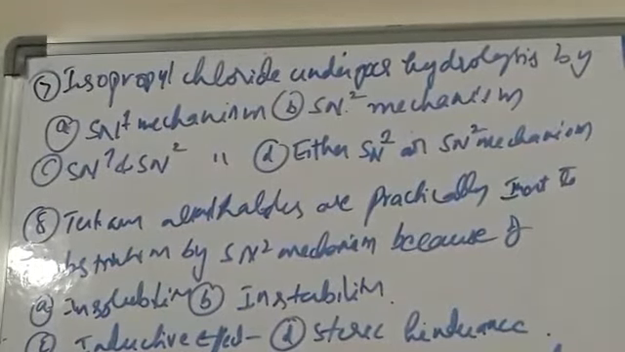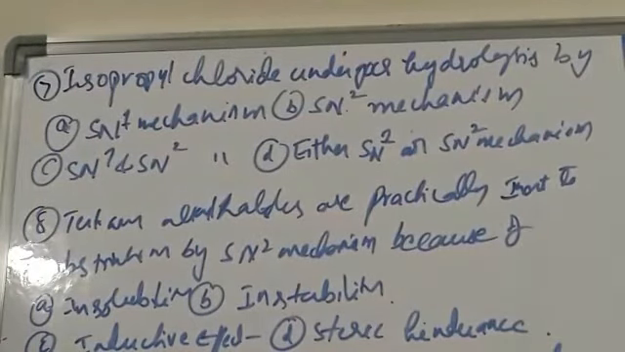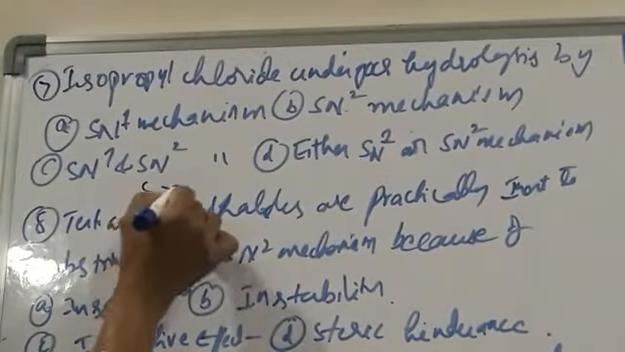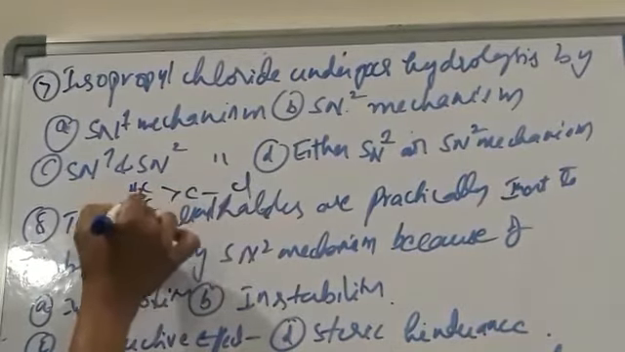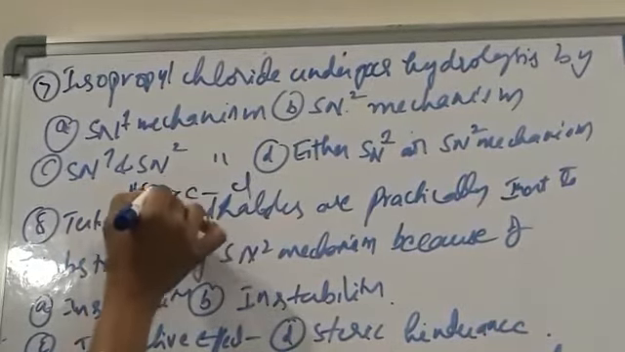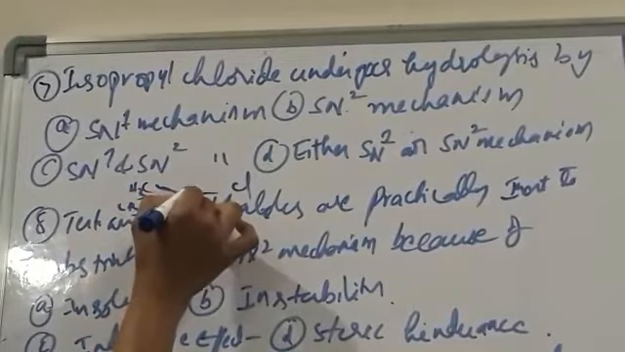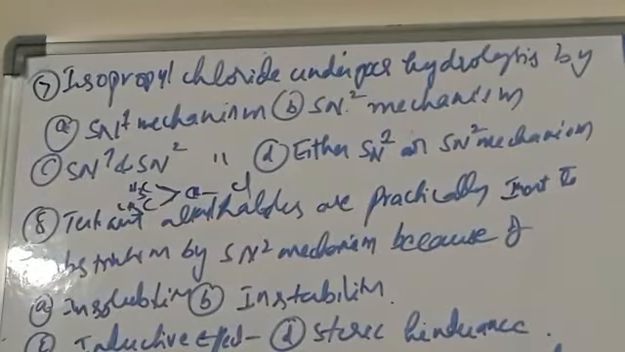So isopropyl chloride undergoes hydrolysis by which mechanism? SN1, SN2, SN1 and SN2, or either SN1 or SN2. So isopropyl chloride. This is isopropyl chloride. And here the chlorine atom is linked with the secondary carbon.